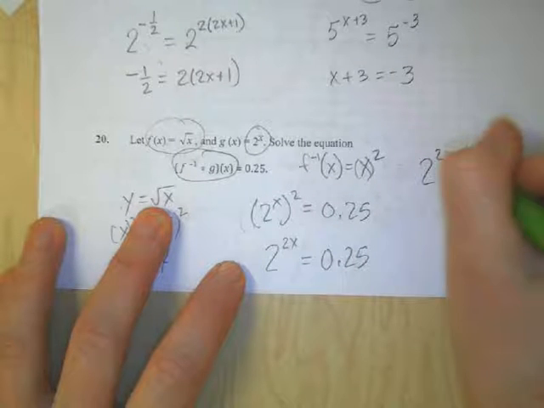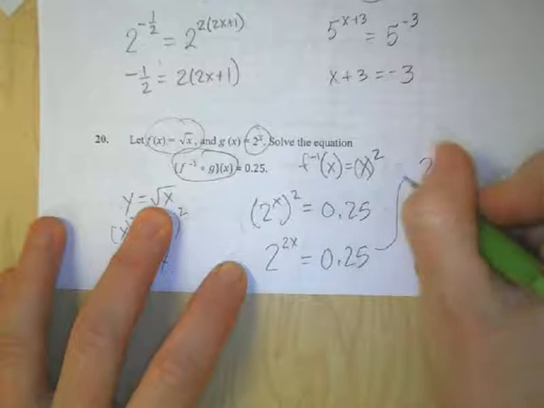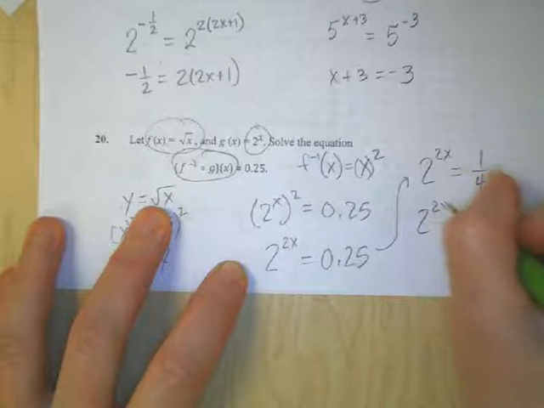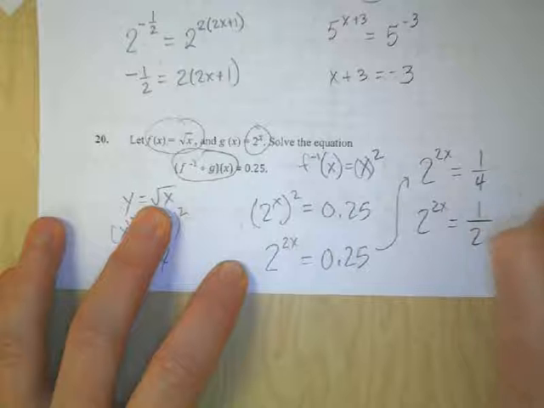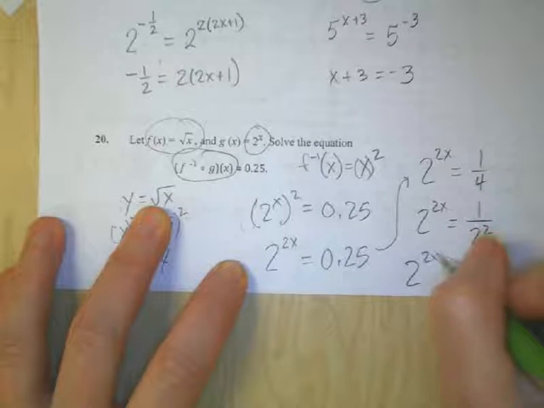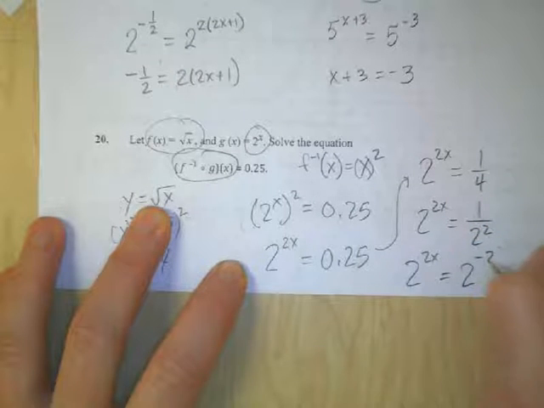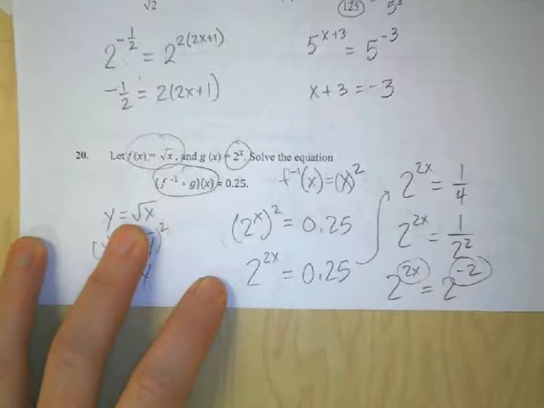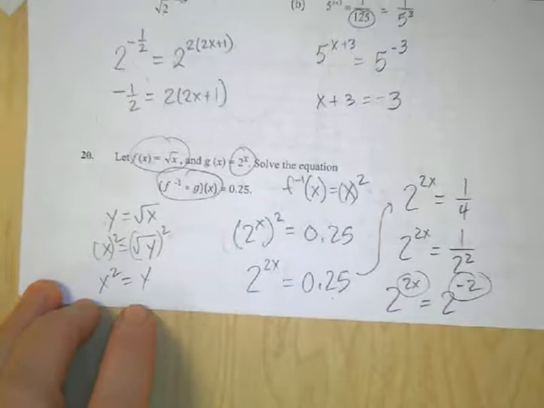So 2 to the 2x is the same as 1/4. 1/4 I can rewrite as 1 over 2 squared. So 2 to the 2x is equal to 2 to the -2. Now I can set my exponents equal to each other and finish that up. I'll let you finish it. All right, that's it. Finish the packet.